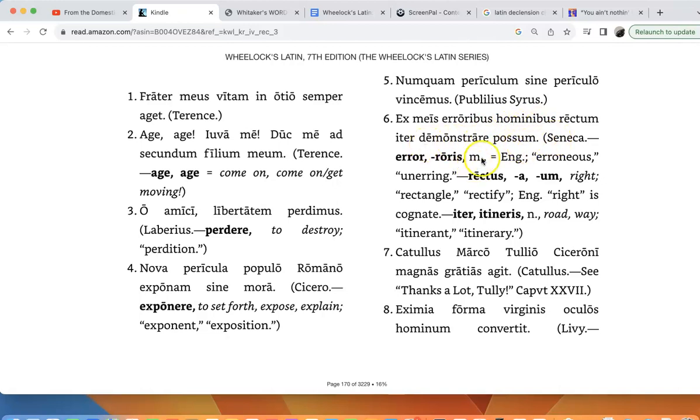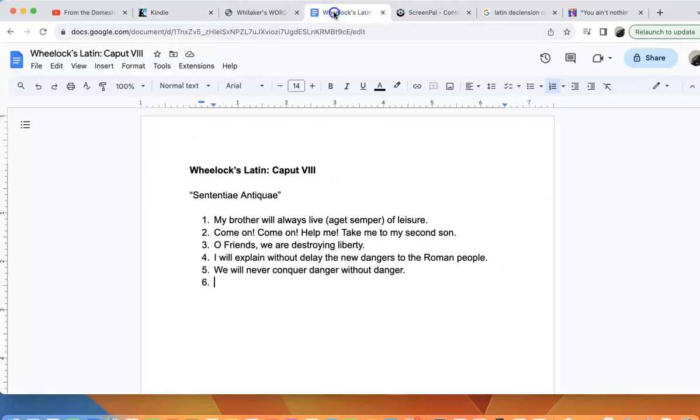All right, sex: ex meis erroribus hominibus rectum iter demonstrare possum. So here we have Seneca, the Stoic tutor of Nero, before he was executed. Possum, so I am able to demonstrate the right way from my human errors. So let me write that down, then I'll try to explain it here. So I am able to demonstrate the right way from my human errors.